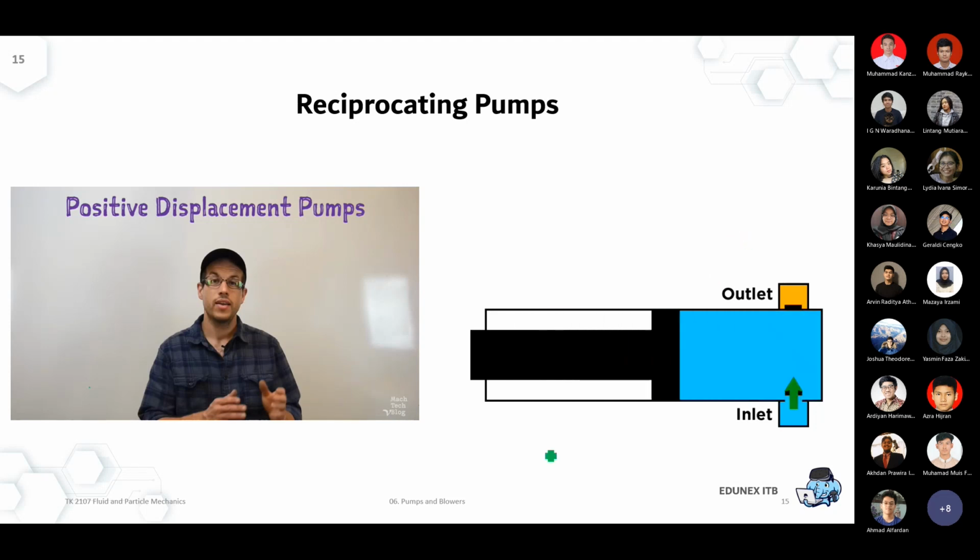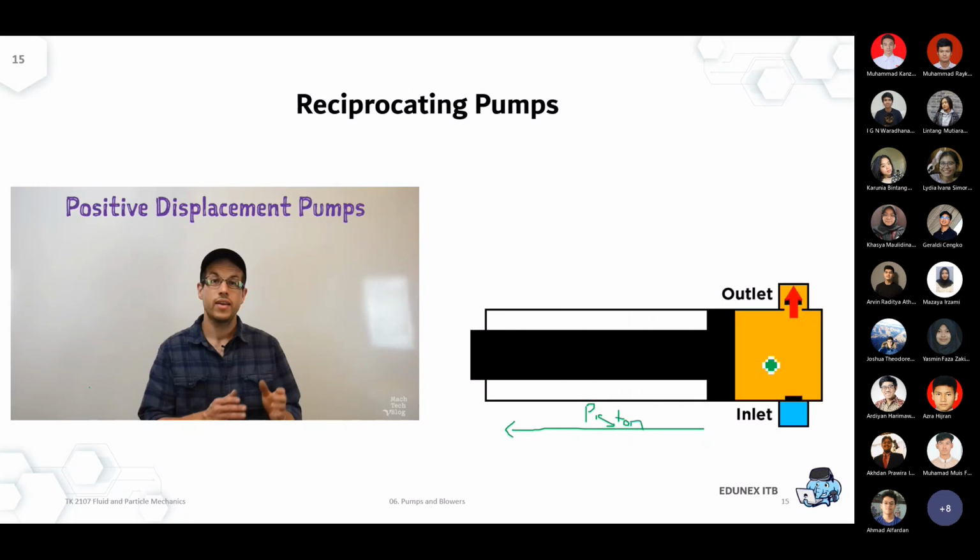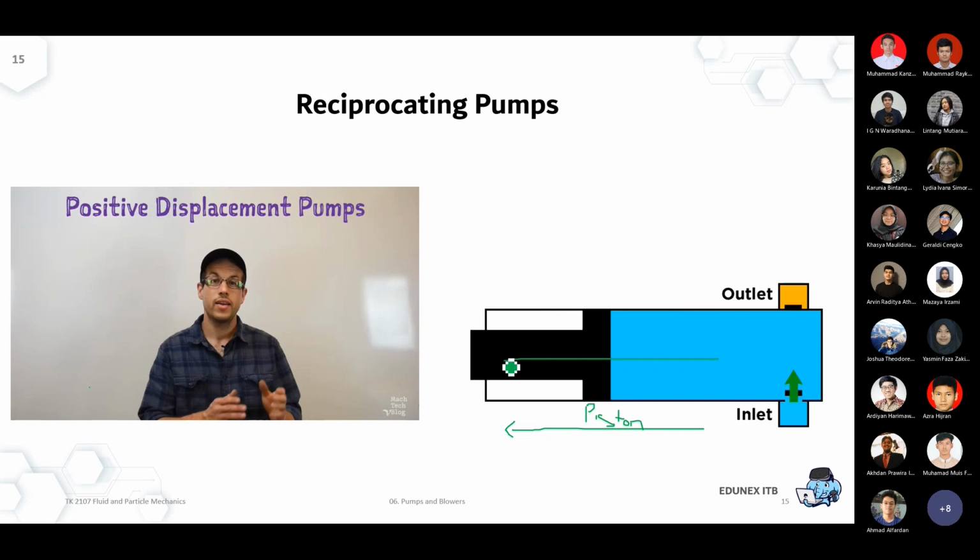Okay, so this is the first part, when the piston moves in the left direction in this picture, the water is drawn into the chamber. Okay, because it moves that way, now it can be filled by a water volume. Okay, that's the suction part.